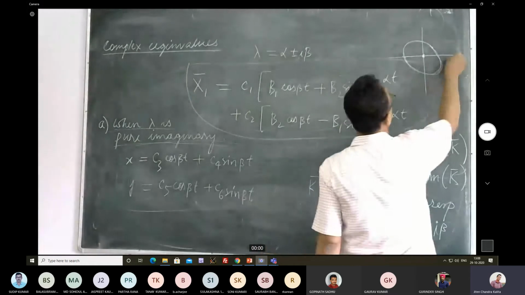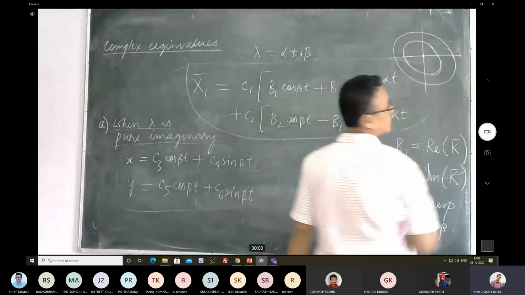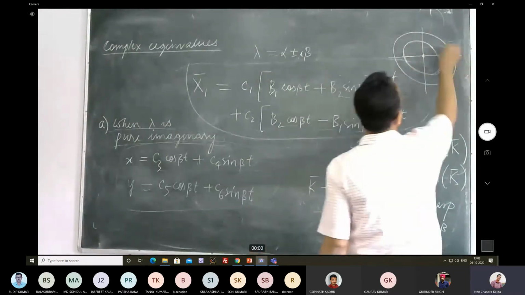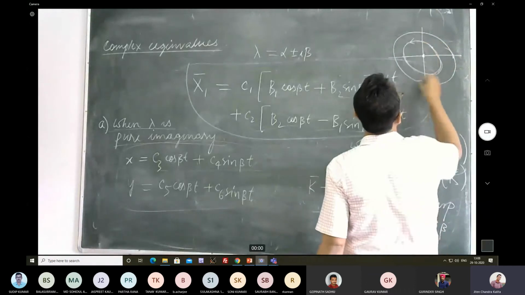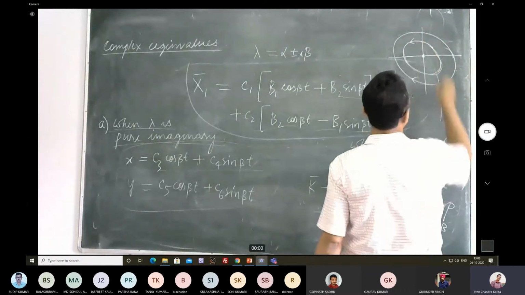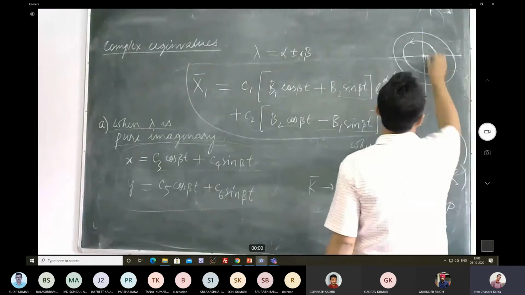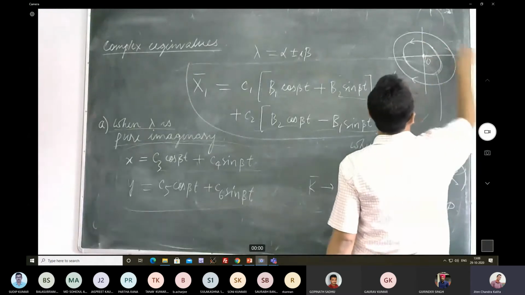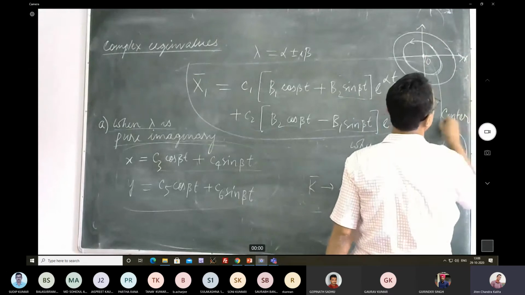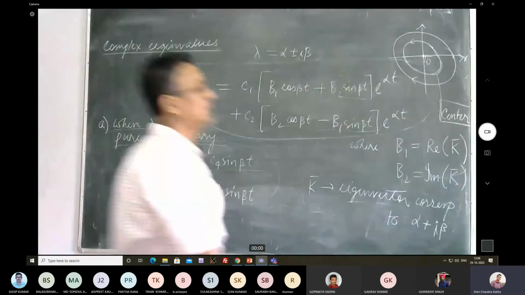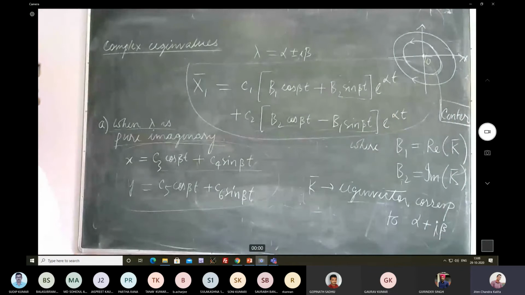Okay, in a closed circuit. Fine. It is going to be something like this. And in that case, this critical point 0, 0 is called a center. Okay.